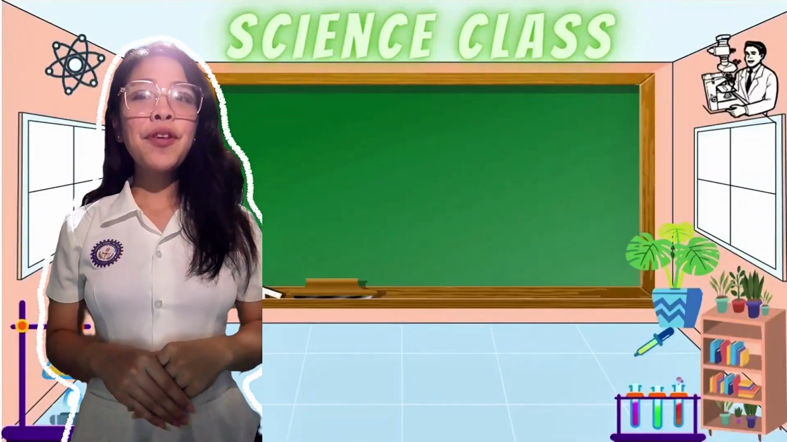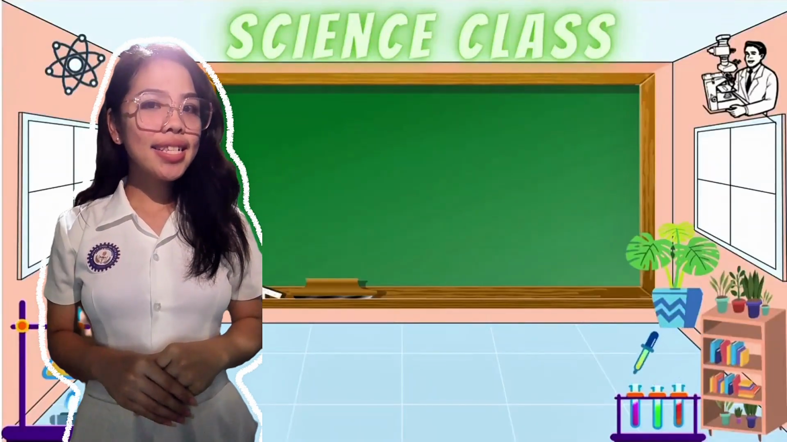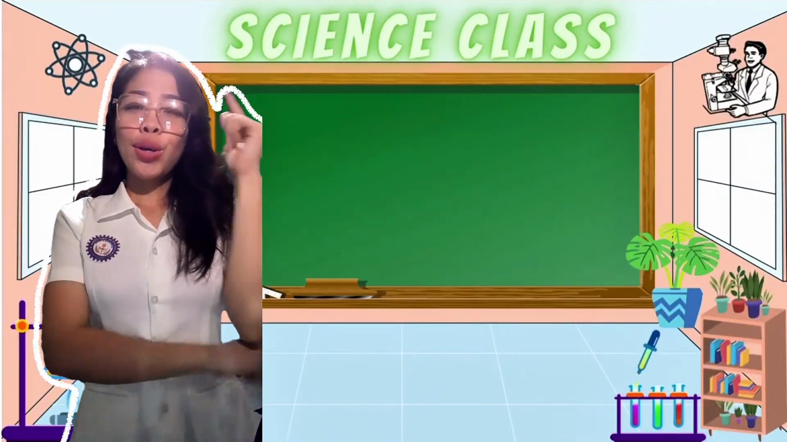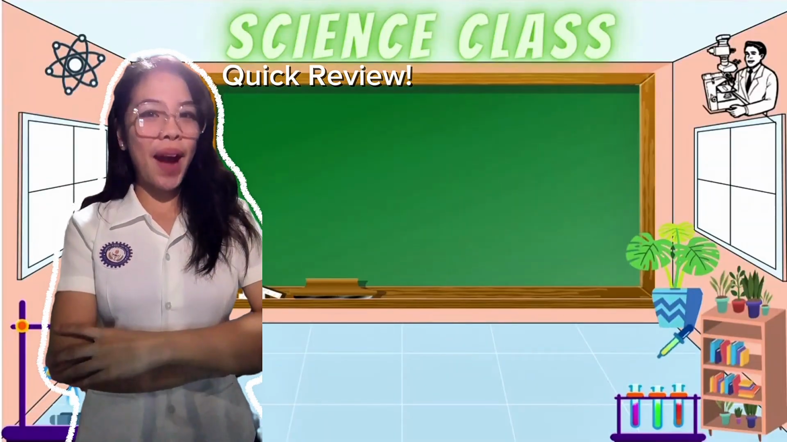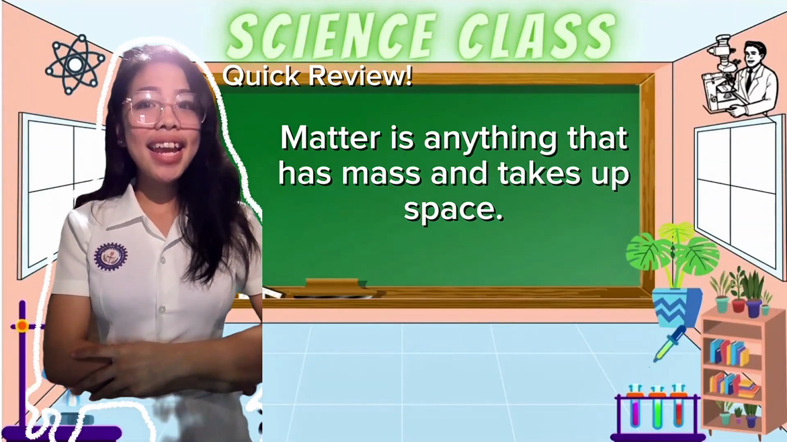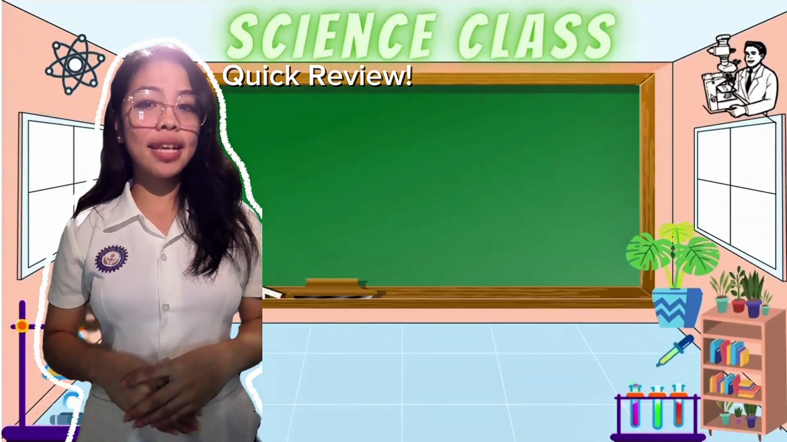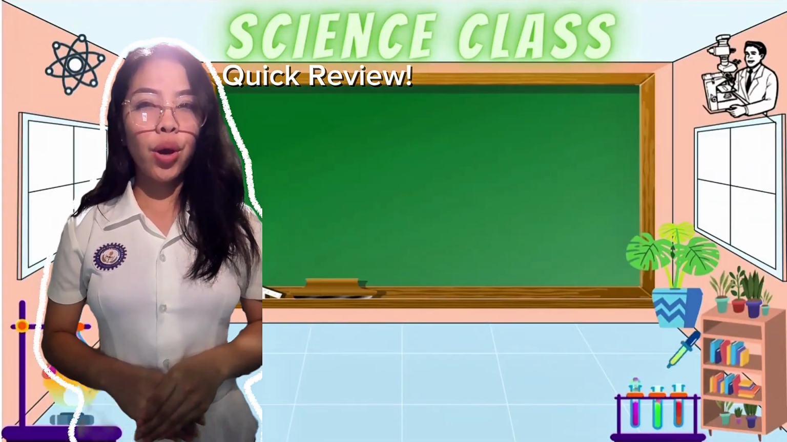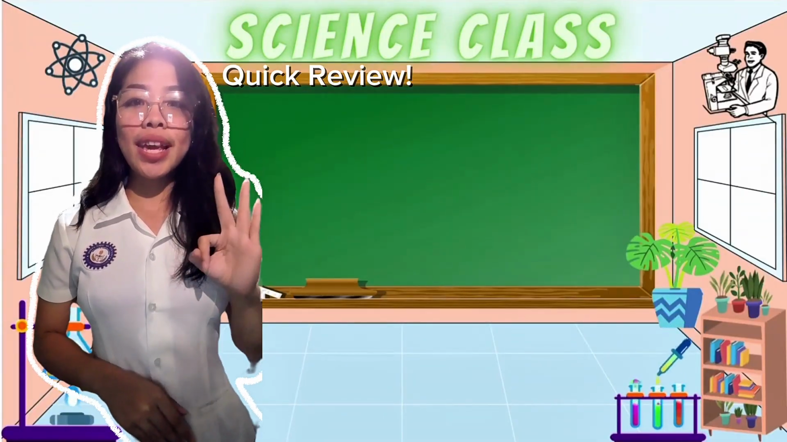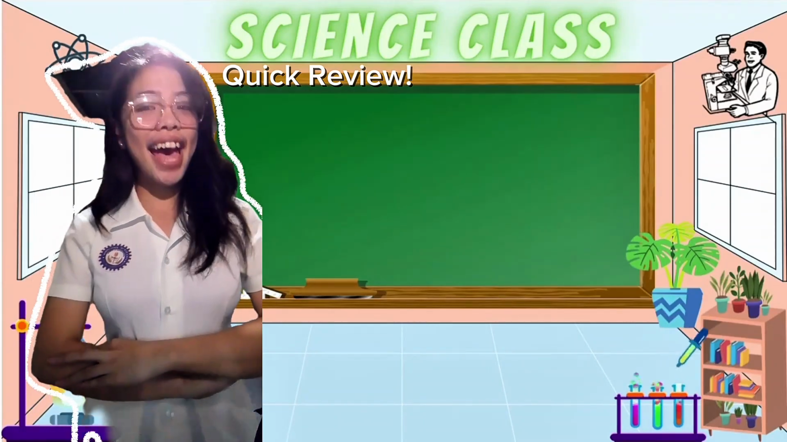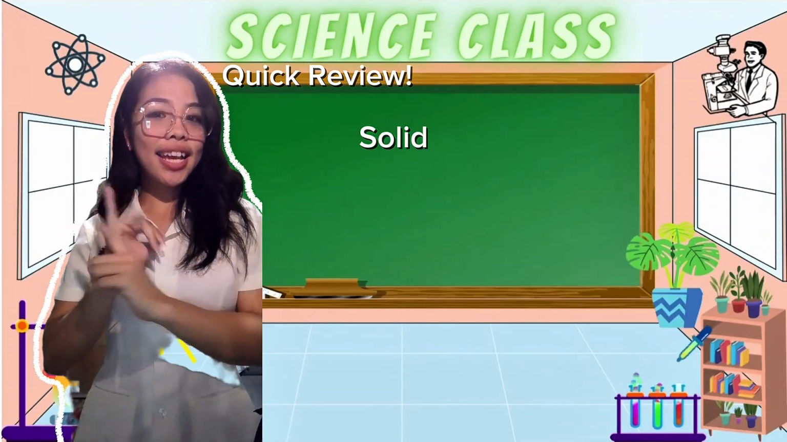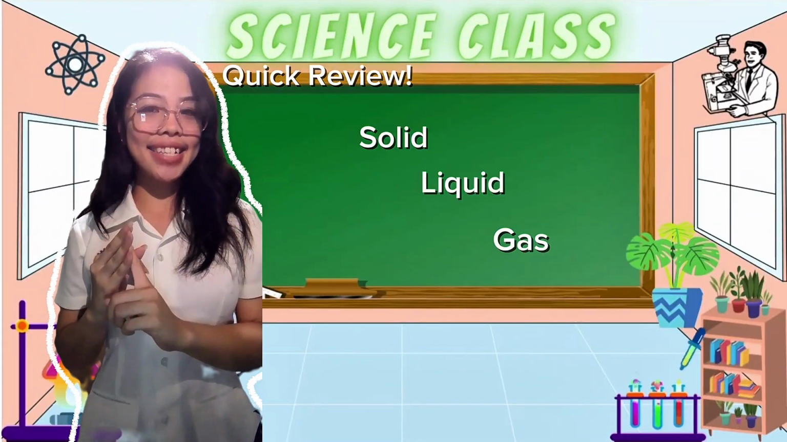Alright, class, before we start our new lesson, let's have a quick review. Who remembers what matter is? That's right. Matter is anything that has mass and takes up space. Now, matter comes in three states. Can anyone name them? Yes, solid, liquid, and gas.